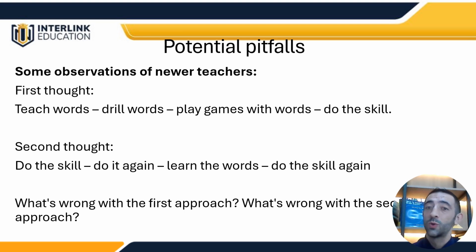So we have to ask the question, what is the language output? What are the students actually producing in this cycle? The second one, they're doing the skill, they're doing it again, they learn the words, they do the skill. Okay, maybe it's a very skill-based approach, but what has the teacher actually helped them to get better at? Maybe they've guided them on how to do the skill better in the process of doing the skill. But again, the question is, where is the language outcome?